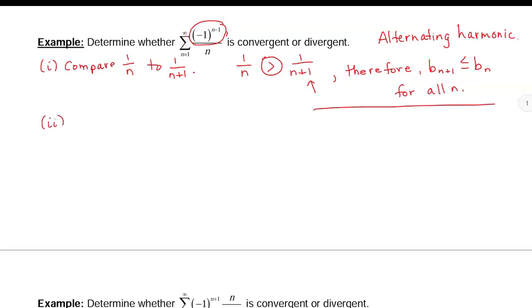Second condition is take the limit as n goes to infinity on the nth term. Very simply, that equals 0, and that's what we were checking for. Do the terms decrease towards 0? And they do. Therefore, this series converges by the alternating series test.